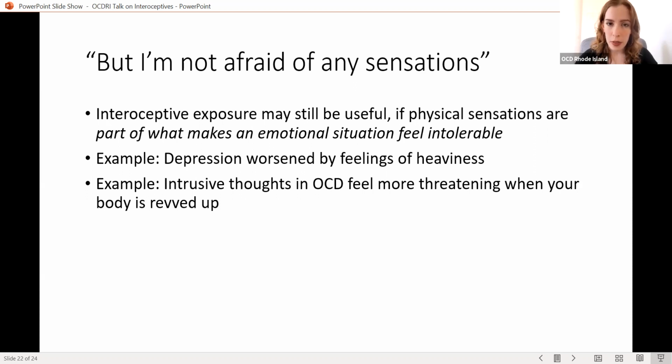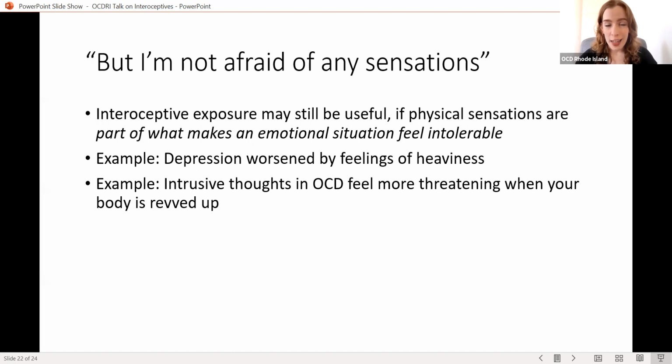So as an example, in depression, there's oftentimes a lot of feelings of heaviness and lethargy. Somebody who's depressed would probably not say that they're afraid of those sensations or that they think they're about to die or anything when they feel those sensations. But it's more like somebody who's depressed might say, it's harder to get up and live my life and go about my business when I'm feeling weighed down like that.